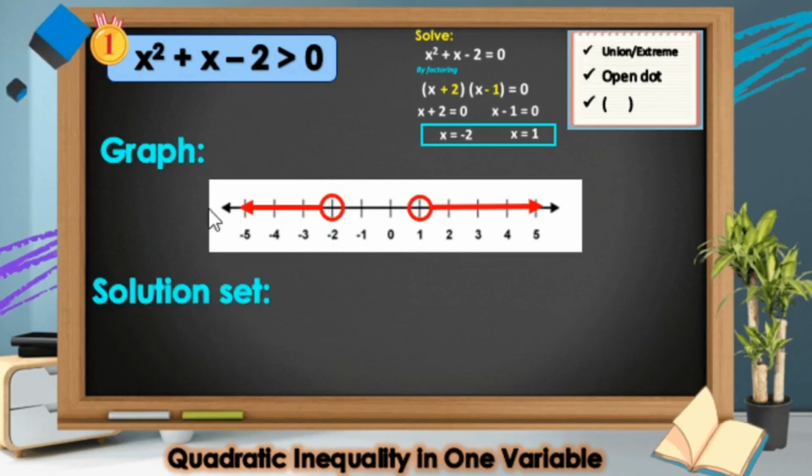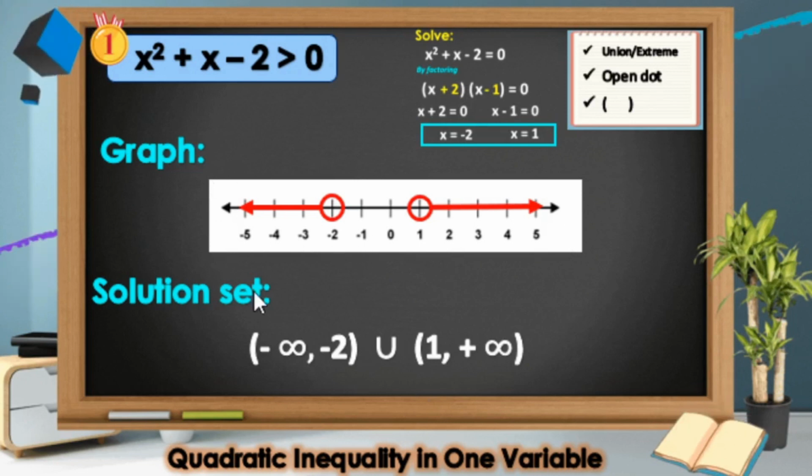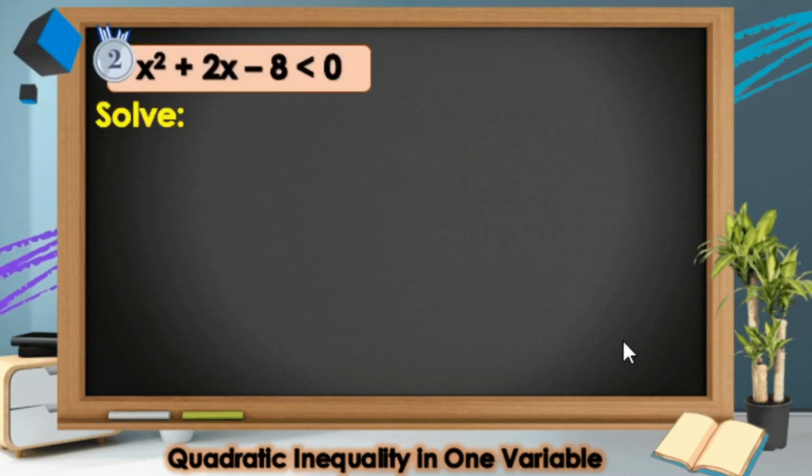So, therefore, ang ating solution set for x squared plus x minus 2 is greater than 0 ay negative infinity, negative 2, close interval union, close interval 1, positive infinity. So, ayan yung ating graph and solution set for our given quadratic inequality x squared plus x minus 2 is greater than 0. So, let's try number 2 example.